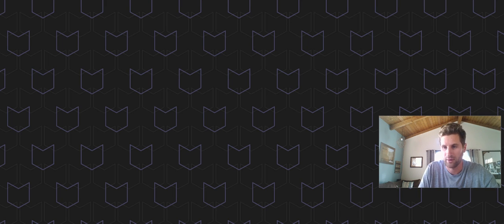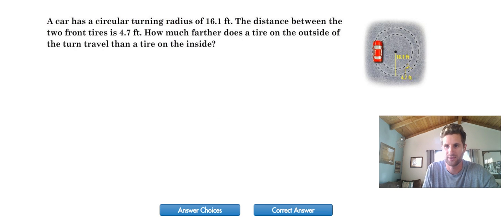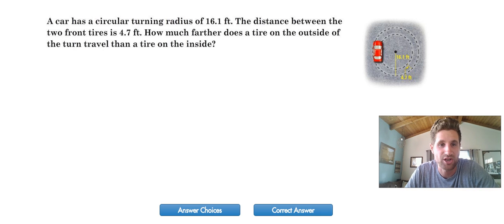We have two more. So we're not doing this problem, we're going to be doing this problem. Alright, so write this problem down if you can, draw that picture. A car has a circular turning radius of 16.1 feet. The distance between the front tires is 4.7. How much further does a tire on the outside turn than on the inside?